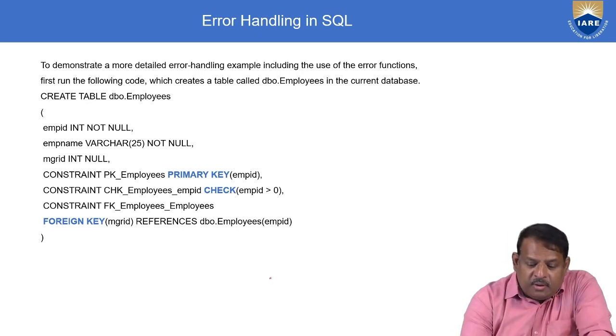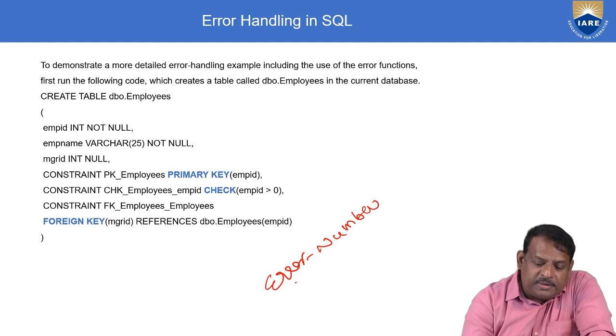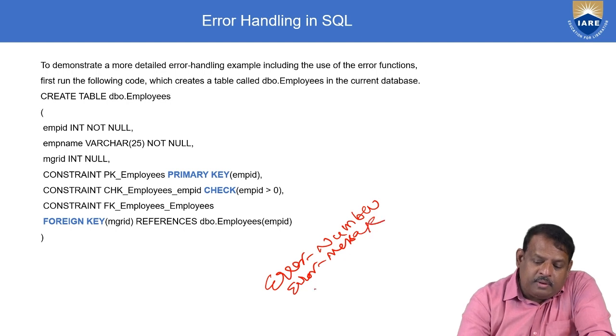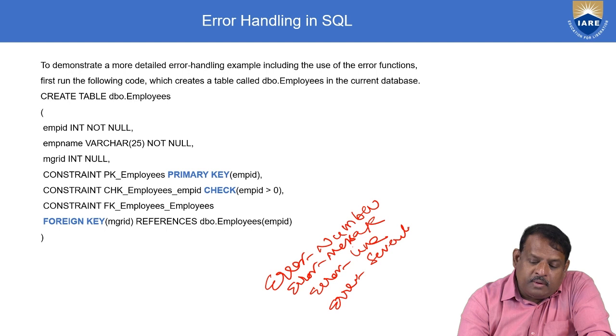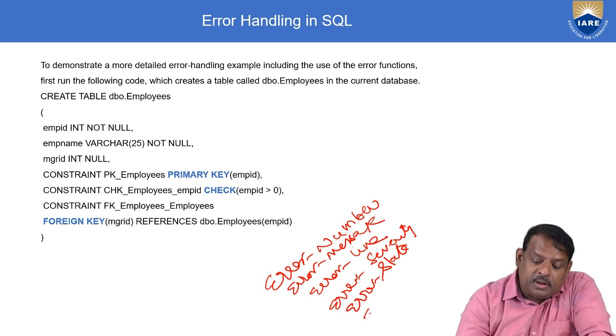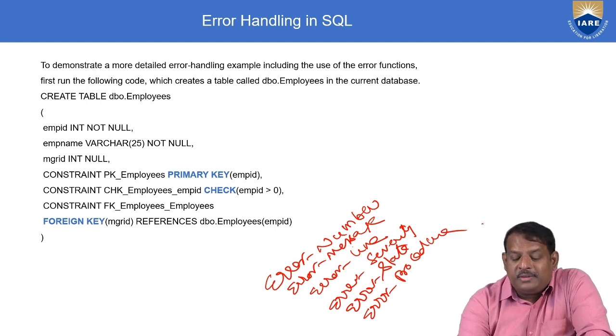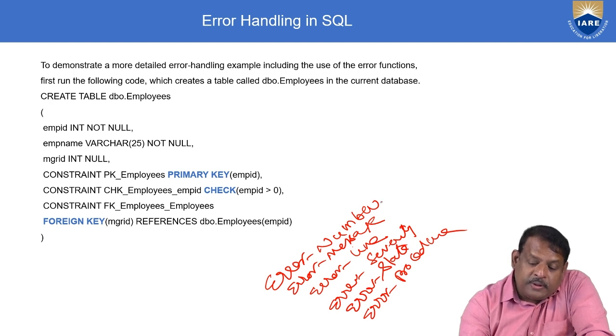To demonstrate a more detailed error handling example, including the use of error functions: till now, we have seen what is ERROR_NUMBER, ERROR_MESSAGE. We also have ERROR_LINE, ERROR_SEVERITY. We have also seen ERROR_STATE and ERROR_PROCEDURE. Now we'll make use of these functions in our code.